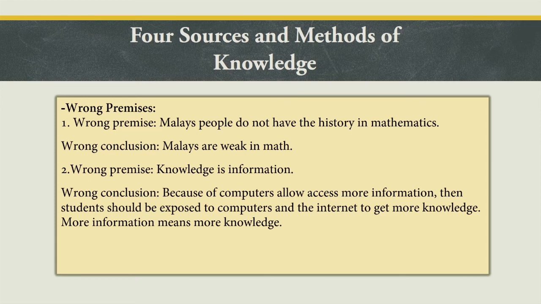Second, wrong premise: knowledge is information. Wrong conclusion: because computers allow access to more information, students should be exposed to computers and the internet to get more knowledge. More information means more knowledge.